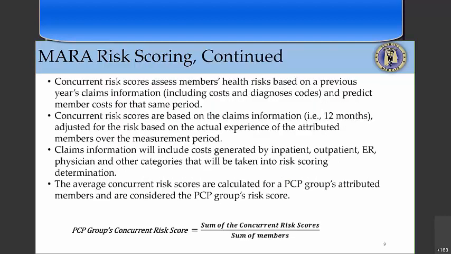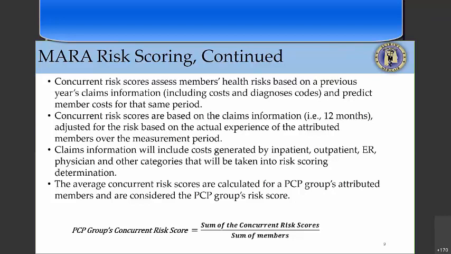Again, for cost effectiveness, we'll focus on concurrent risk scores. These risk scores assess member health risks based on a previous year's or a previous period's claims information. This includes cost and diagnosis codes. It then predicts member cost for that same period. In other words, what the expected cost would have been.